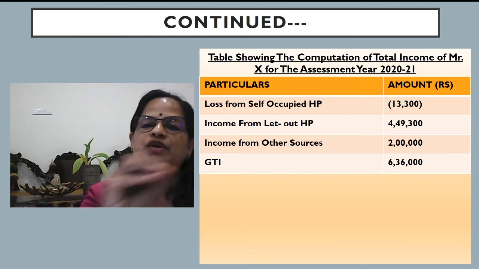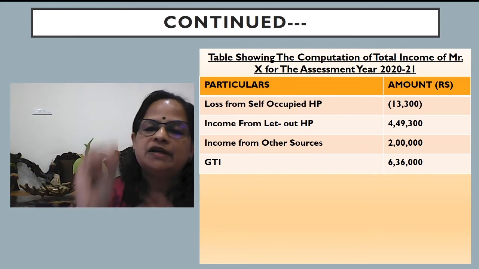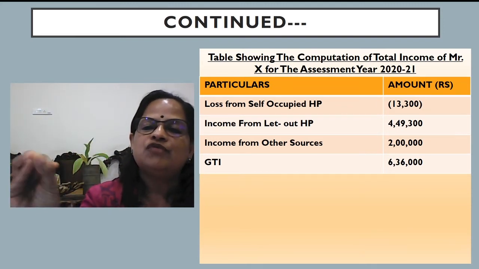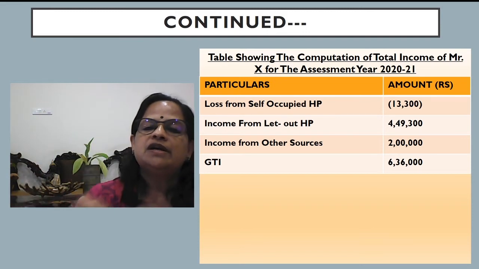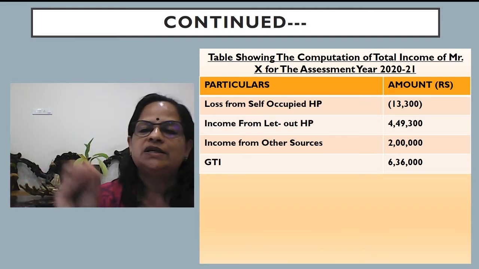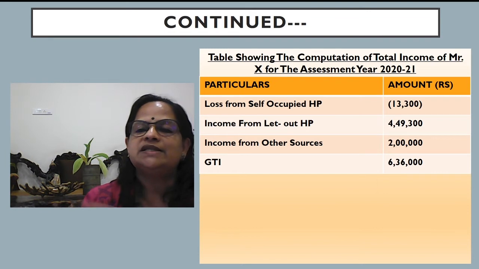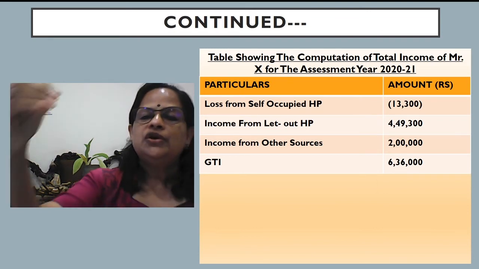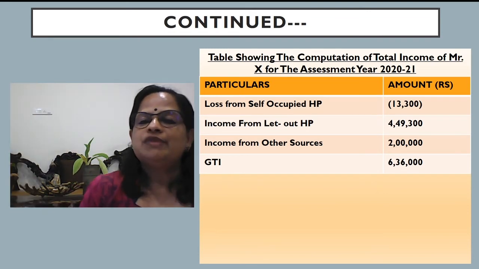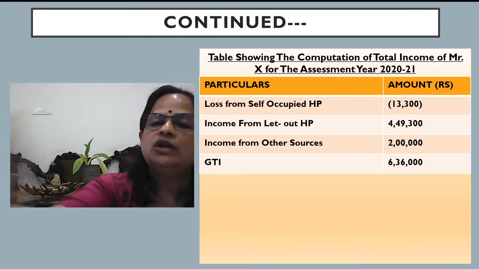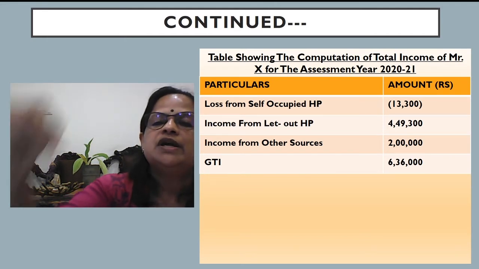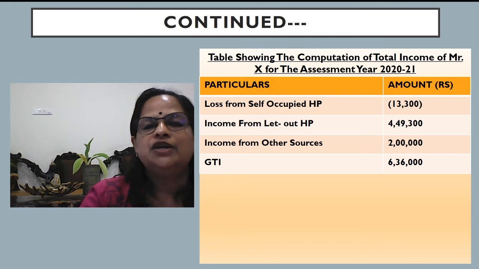This statement is for computing the total income. Income from let out house property 4,49,300. Income from other sources 2 lakhs. Gross total income 6,36,000. So this also you can reduce that. See, income from other sources, we can reduce the loss from self-occupied house property. So your tax liability is getting reduced.